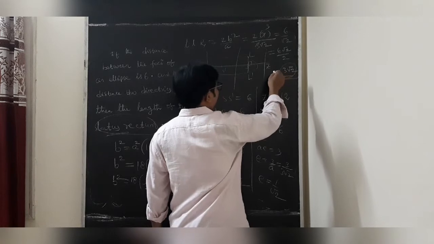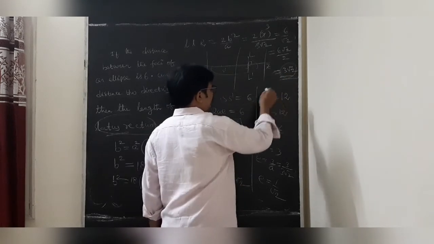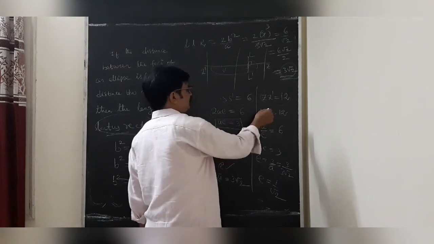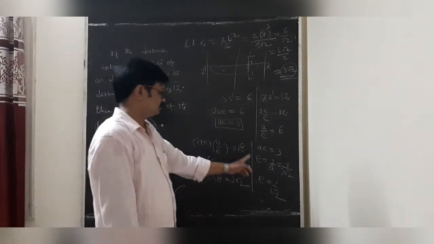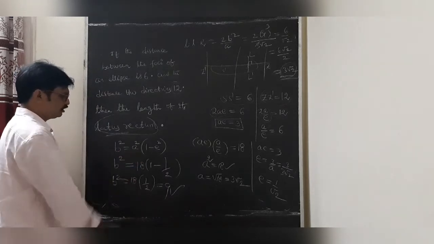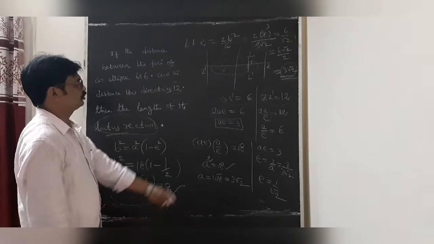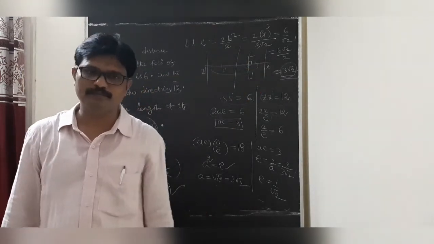So, a very easy one. The distance of the foci is 6. The distance of the directrix is 12, and we know that this is 2a by e. From this information, first we find a. After that we find e. Then you know that b square is a square into 1 minus e square. So b square is 9. Yes students, the length of the latus rectum is 2b square by a. Okay students?